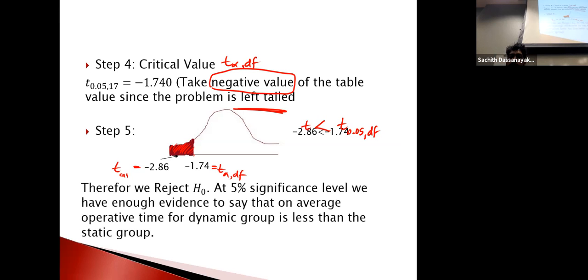So reject H naught at this 5% significance level. Okay.